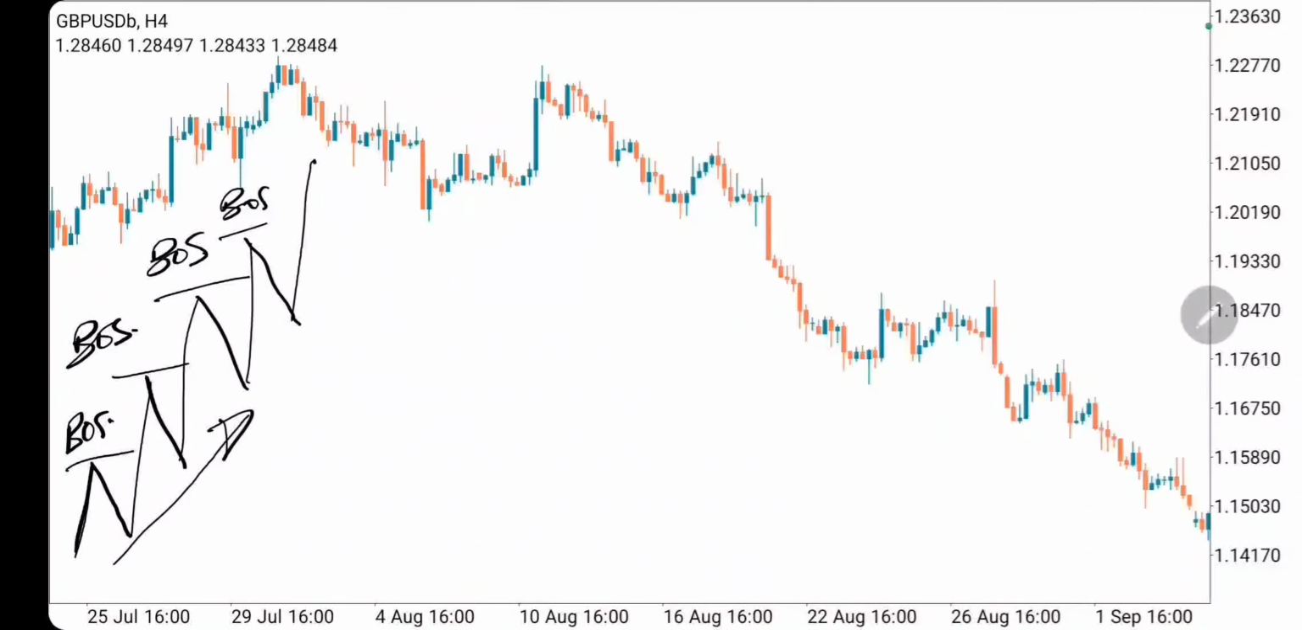Now, when you want to have a change of character, there is a break. There is the market. Now you see that no previous low was broken in the bullish phase.